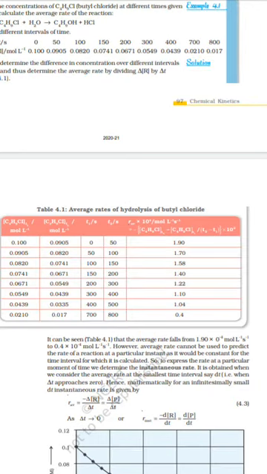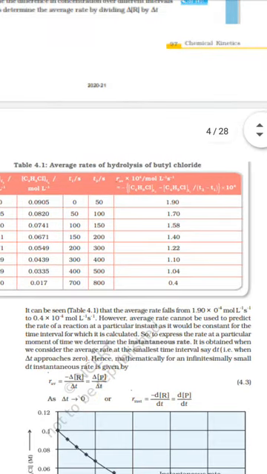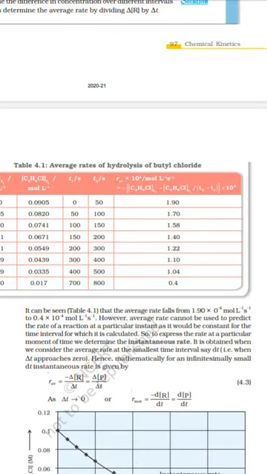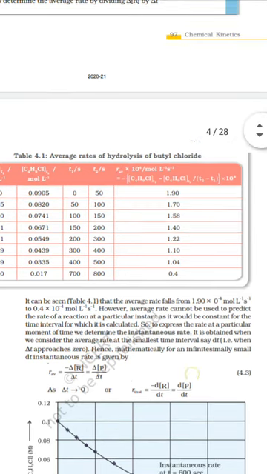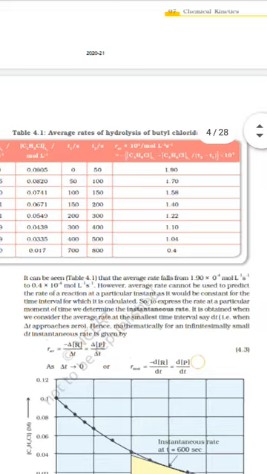Then it can be seen in table 4.1 that the average rate falls from 1.90 × 10^-4 mole per liter second to 0.4 × 10^-4 mole per liter second. However, average rate cannot be used to predict the rate of a reaction at a particular instant, as it would be constant for the time interval of the reaction.